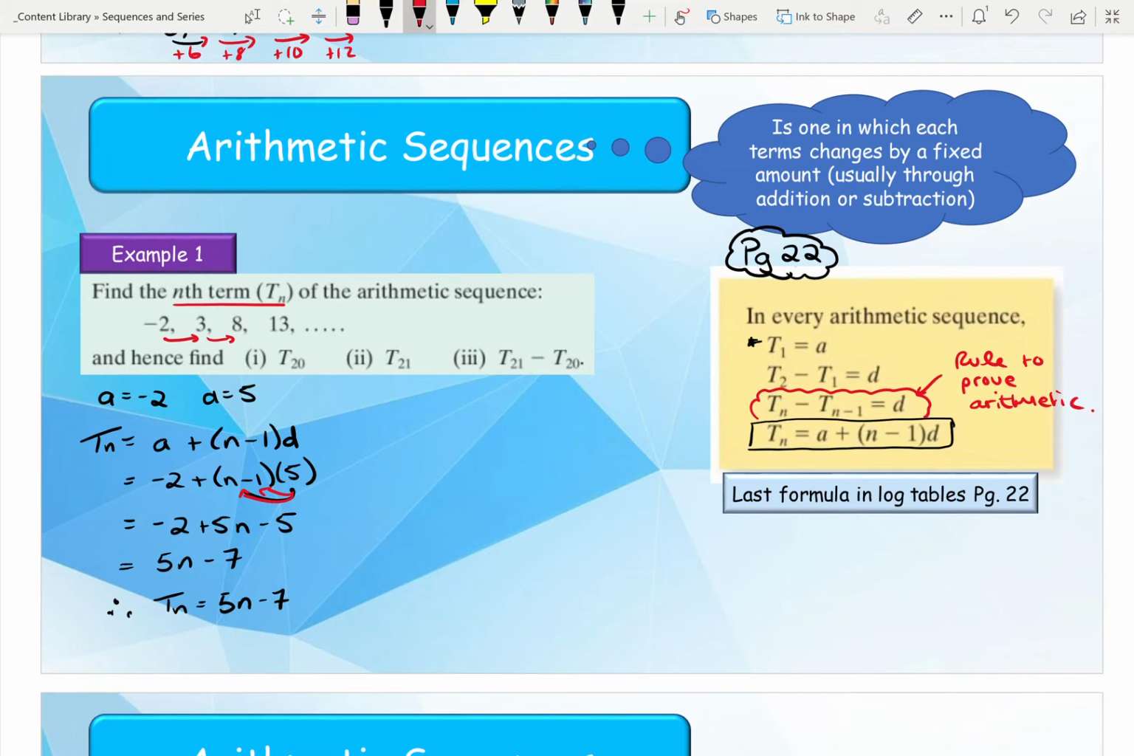Part 2 asks me to find T20, and part 3 asks me to find T21, which is another way of saying find term 20. All I have to do is take my 20 and sub it in for n. So I'm going to have 5 by 20 minus 7, which is 100 minus 7, which gives me 93. So term 20 is 93. I'm now going to do the same thing to get term 21, where I have 5 by 21 minus 7, which gives me 97.